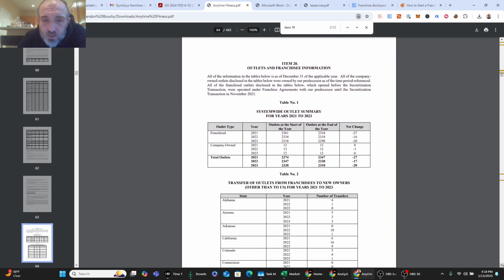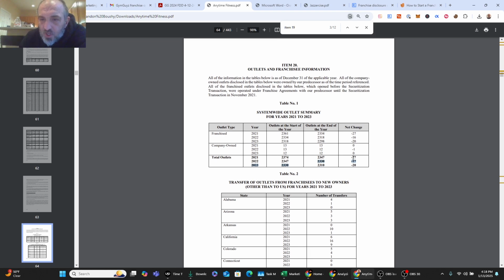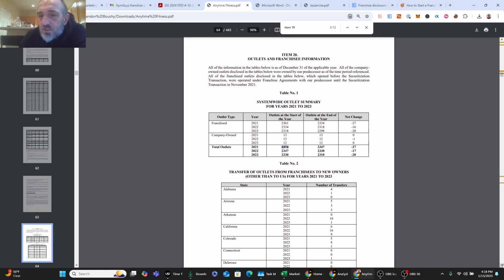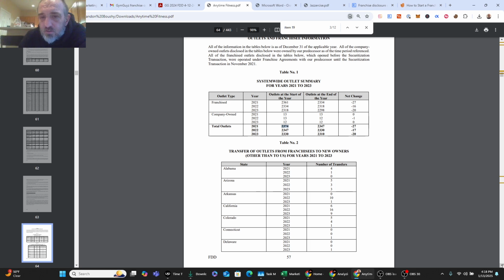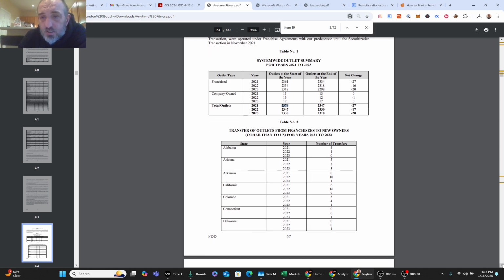So then you go down to item number 20. You see the total outlets. As you can see, these numbers were pretty high. And you can see that there's some losses here. But when you're talking about 27 closures on 2,374 outlets, that's like 10%. It's not nearly, or no, that's 1%. That's not nearly as high.